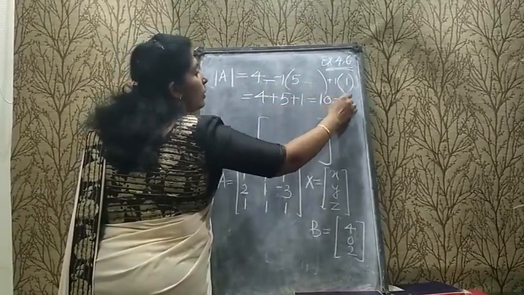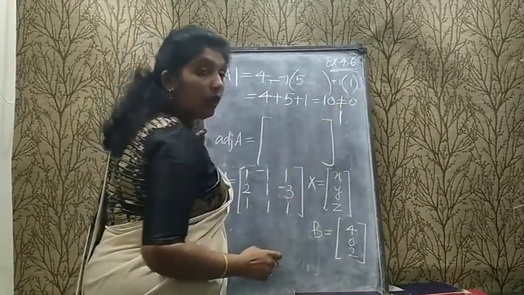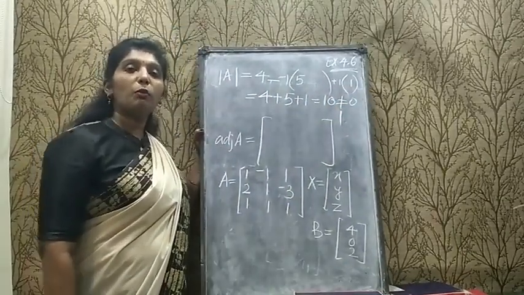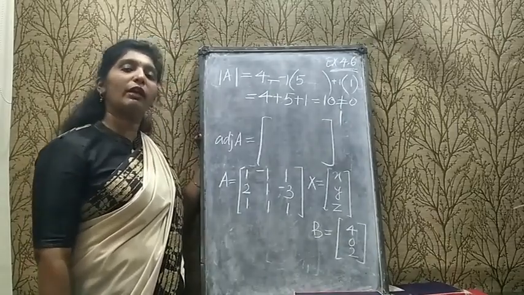It means this is not equal to 0. Therefore, the system of equations is consistent. So we can proceed now.